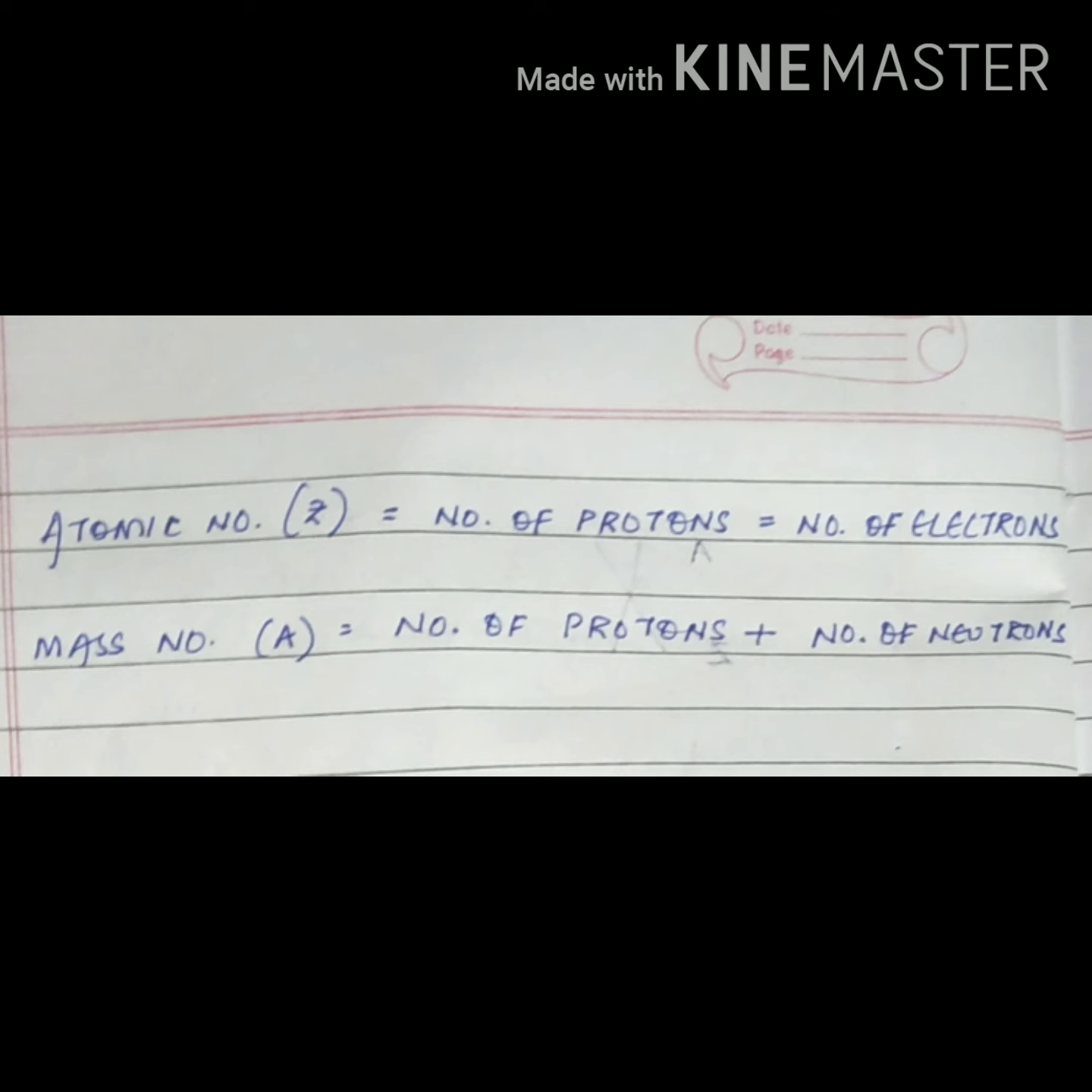Now we have already discussed that atomic number equals the number of protons, and the number of protons is always equal to the number of electrons in an atom. Mass number is equal to the number of protons plus the number of neutrons. So using this formula, we can calculate the number of protons, neutrons, and electrons in an element.